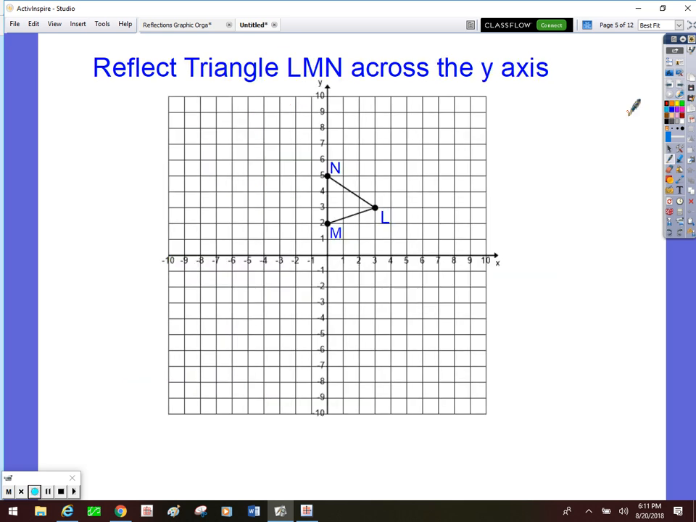What about this guy? Okay. Well, look at here. This one, triangle LMN, a little bit different here because now I have 2 points that are on the line of reflection.